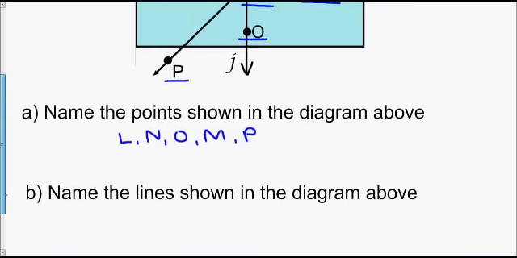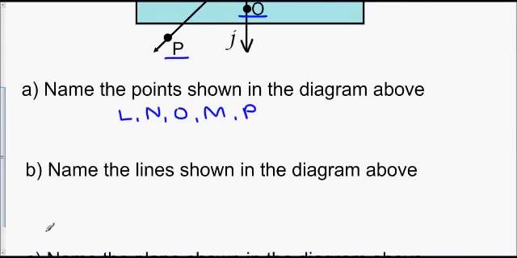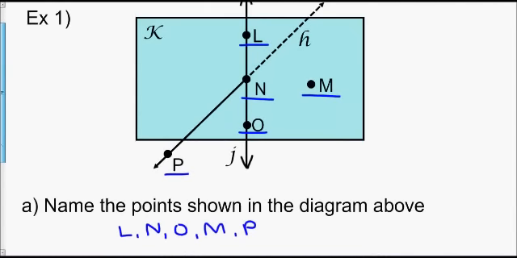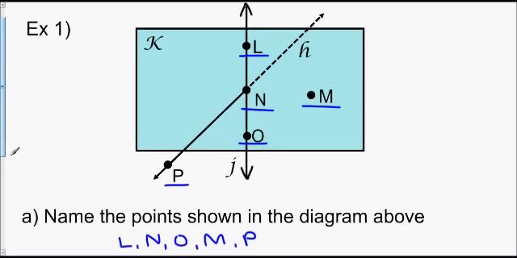Okay, that's pretty simple. Next, let's name the lines shown in the diagram above. Okay, so remember, lines, we need 2 points to name a line. And I see one line here and one here. They also have the arrows on the ends of them. These are not lines, those are the boundaries of the plane. So that's not a line.